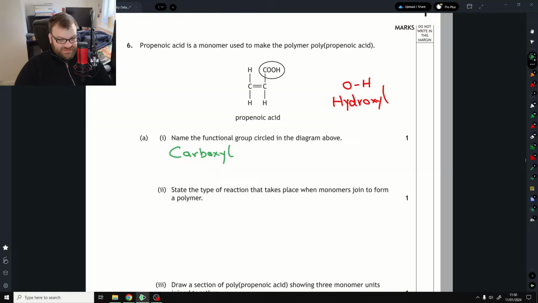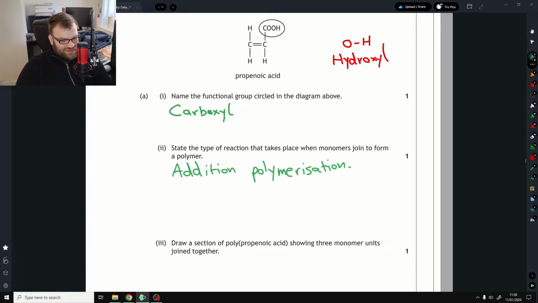The type of reaction that takes place when monomers join to form polymers. For us, there's only one reaction that happens. It's where the double bond breaks, opens out, and we can add other monomers to each side. It is an addition polymerization.